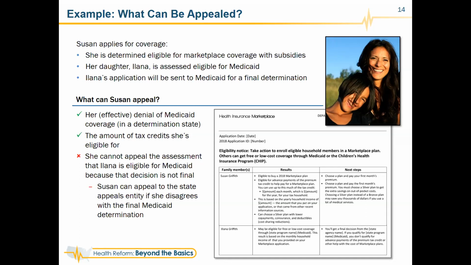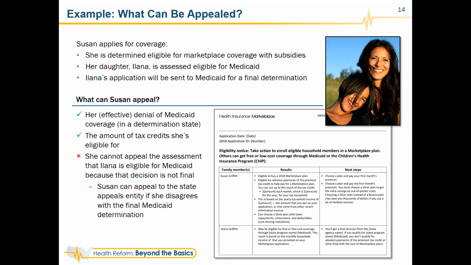Now, if we go back, states actually who are using healthcare.gov can make a choice how they're going to deal with individuals who look eligible for Medicaid. They can let the federally facilitated marketplace determine someone's eligibility, or they can let the FFM assess someone's eligibility. And if the person looks eligible, they're going to send that application to the state Medicaid agency, and the state Medicaid agency is going to make the final determination. So there's a difference between these determination states and assessment states.